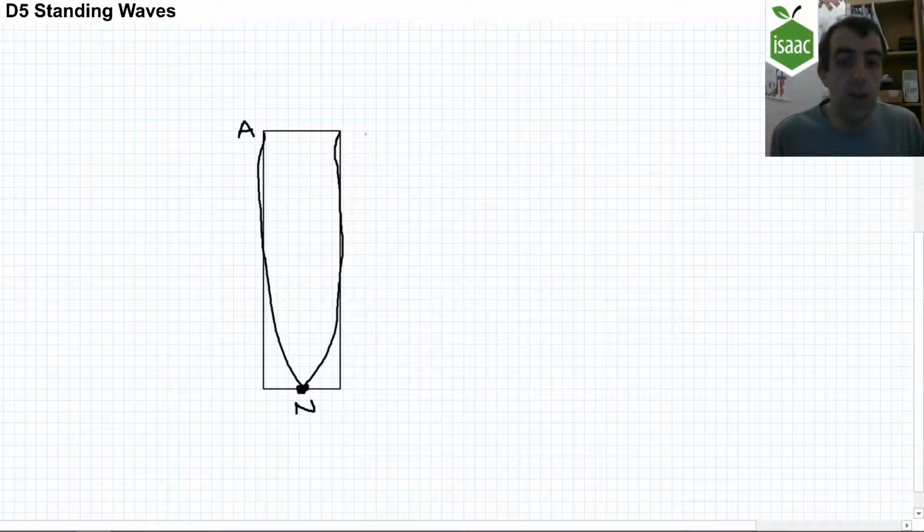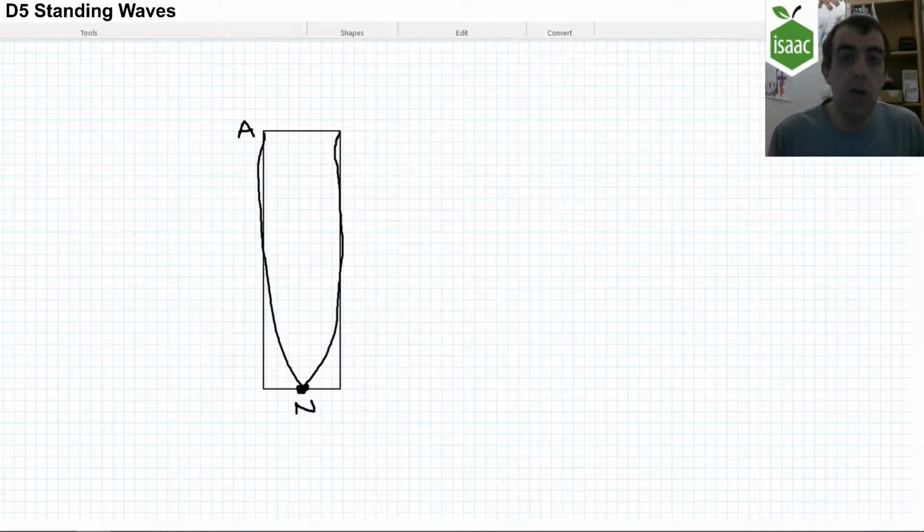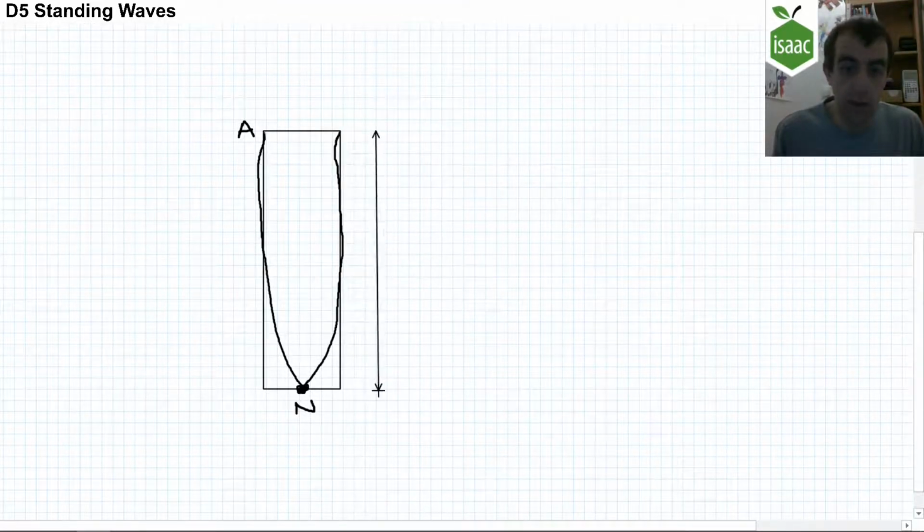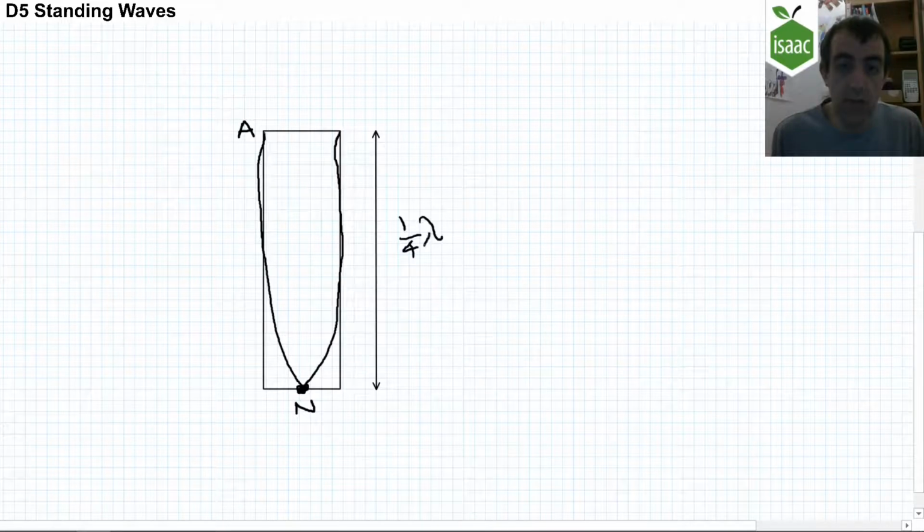And the distance between the top and bottom of this pipe would have to be, in this case for the first harmonic, 1/4 of a wavelength. Similar to before, you keep adding half a wavelength on to make the different harmonics. And every additional harmonic has an additional node within a stationary wave.